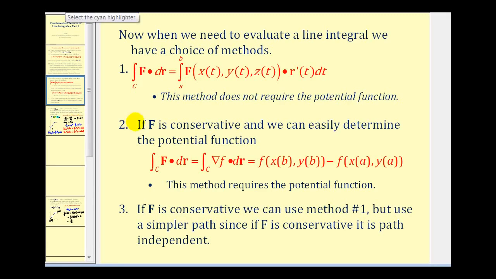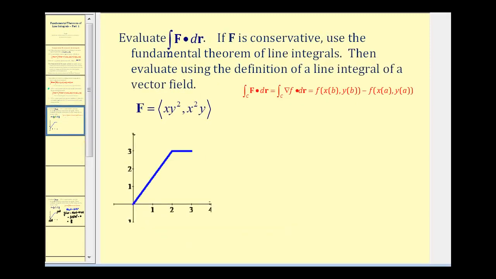So we just used method 2. And now what we're going to do is use method 3, where we know f is conservative, but now we can define a simpler path and then use method 1, where we parameterize everything in terms of t. So looking at our path here, a simpler path would just be the line from the origin to the point (3, 3). So we'll use this path instead of the blue path.